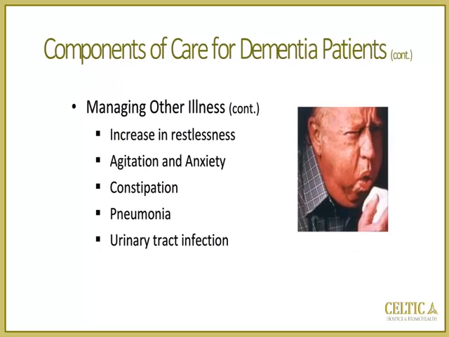Some other illnesses that may occur in dementia patients: having an increase in restlessness, agitation and anxiety. Some ways to help with those sensory or perceptual changes is to provide some stimulation for a resident without overstimulating, use a recliner chair to bring the person out of their room and be included in activities, play soothing music, give hand massages, and talk quietly. You may also have constipation, pneumonia, and frequent urinary tract infections.